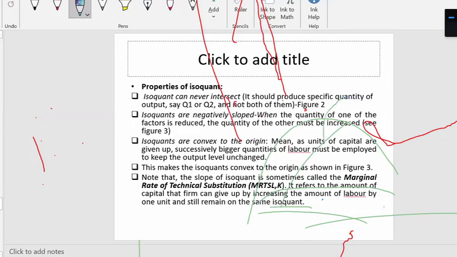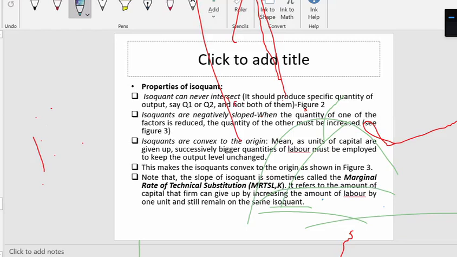When you say convex, this means the units of capital are given up. So successively bigger quantities of labor must be employed to keep the output level unchanged. This makes the isoquant convex. Note that the slope of the isoquant is sometimes called the marginal rate of technical substitution. It refers to the amount of capital that a firm can give up by increasing the amount of labor by 1 unit and still remain at the same what?